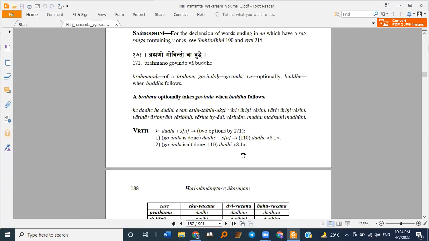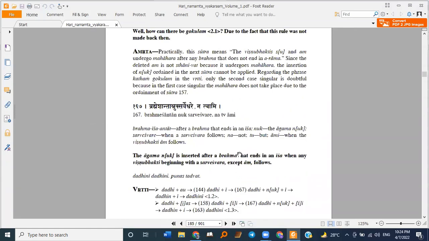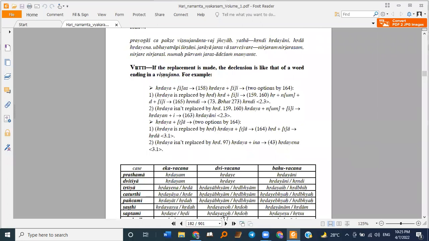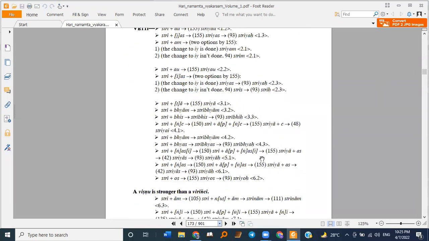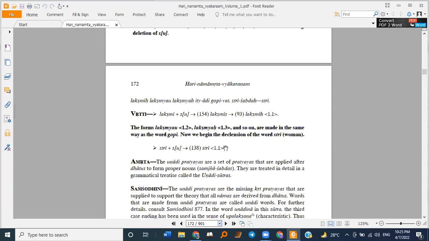I think Jiva Goswami says it in the Vritti. I believe I read it. It's page 170, Prabhu. What is that, Vijay Prabhuji? I have also read it. I remember that also. 170.